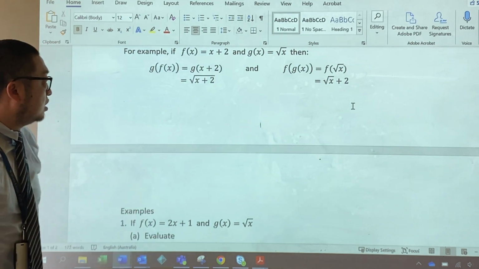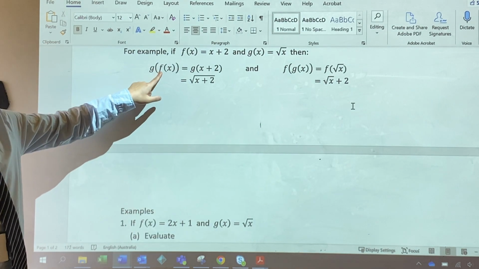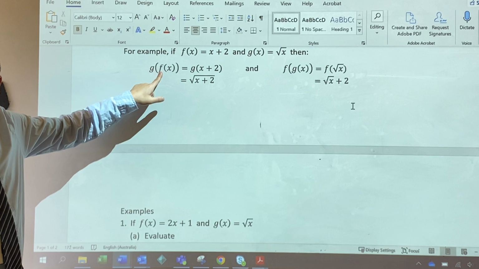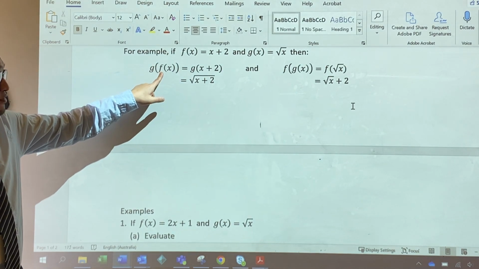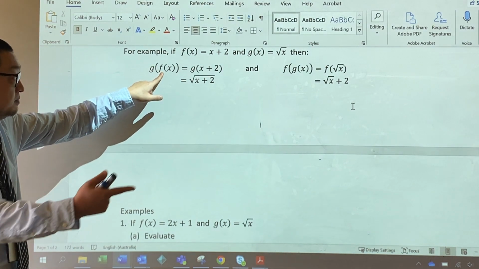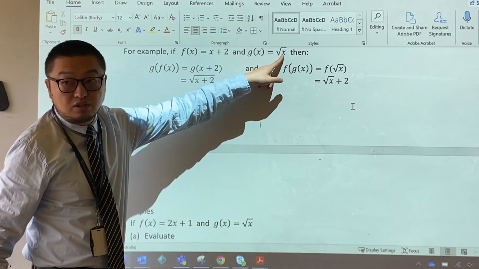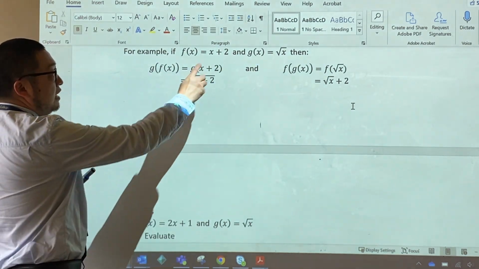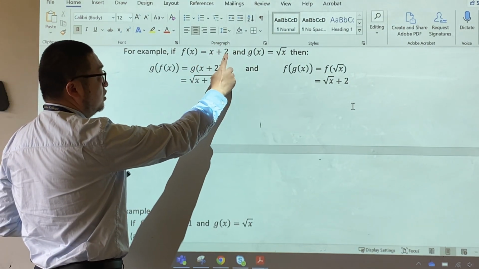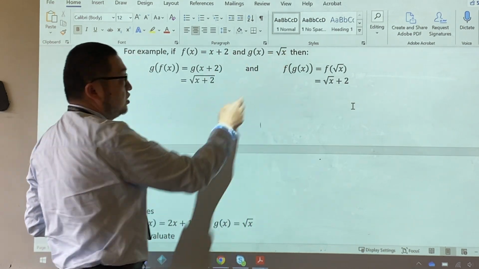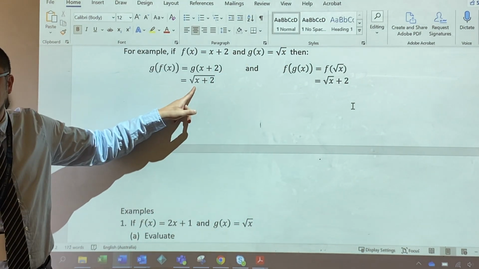Very good. Okay. So we perform f of x first, right? We perform f of x first, and f of x goes into g. What's g? g is that. So we perform f of x first, f of x is x plus 2. So x plus 2 goes into here. That's why you get that.